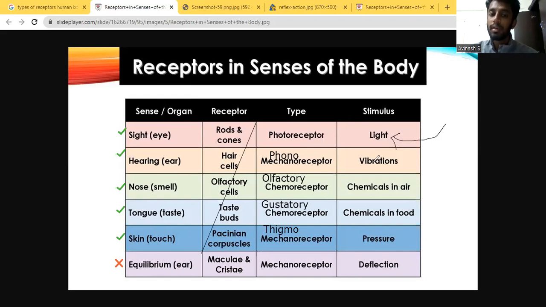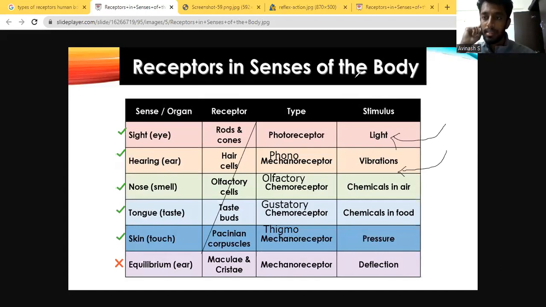Likewise, for phonoreceptor, that is vibrations. By vibrations, they mean the sound. For example, if you go to a marriage function or a wedding party, then there is very loud music. So we obviously tend to close our ears when there is very, very loud music. Or for example, when the crackers are bursting with a lot of sound, then you automatically close your ears. That is because of phonoreceptor.